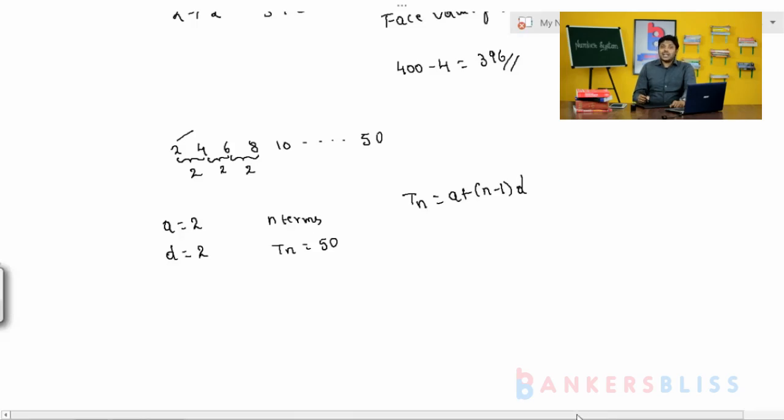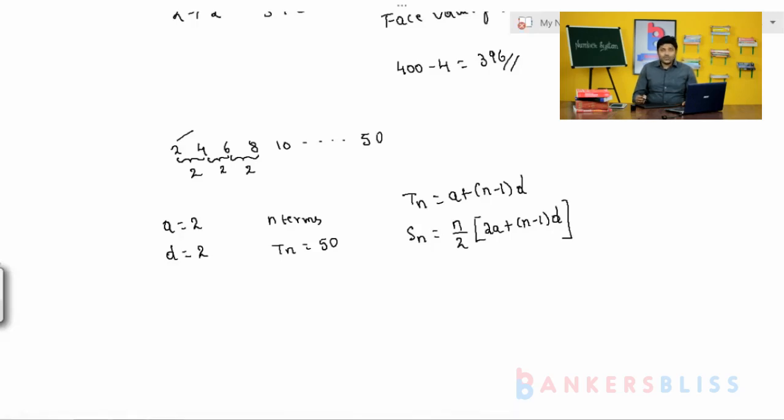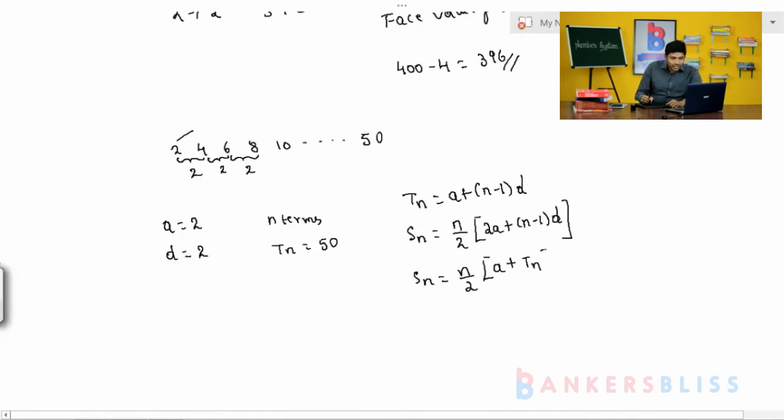To calculate the sum of the values, we can go with the formula Sn is equal to n by 2 into 2A plus n minus 1 into D. You can use this formula to calculate the sum of the given values. One more formula is Sn is equal to n by 2 into A plus L, where L means Tn. You can use this formula if you know the last value of the series.